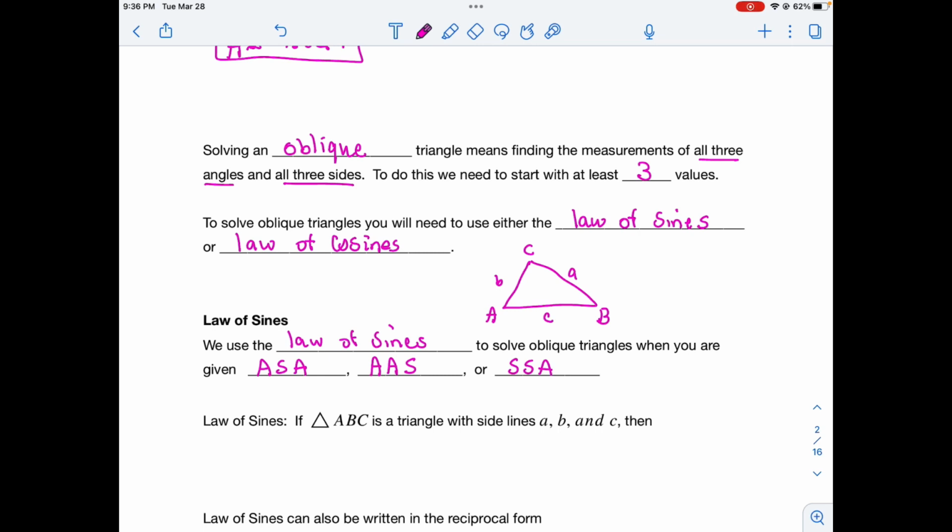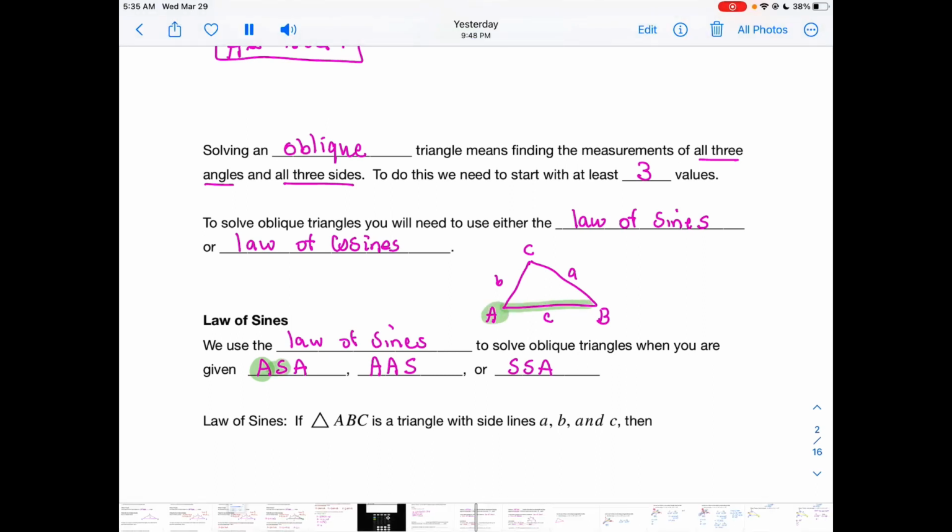So angle, side, angle: let's say I'm given angle A, side C, and angle B. That would be angle, side, angle. An example of angle, angle, side is if I'm giving you, for example, angle A, angle B, and side A. An example of side, side, angle is if you were given side A, side B, and angle A.